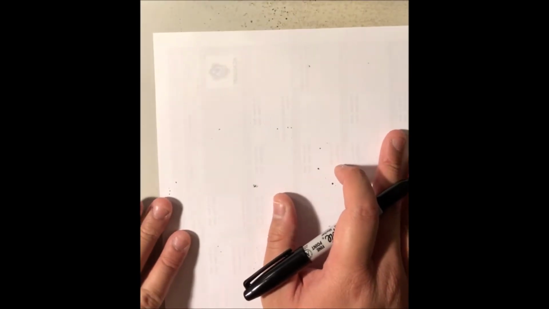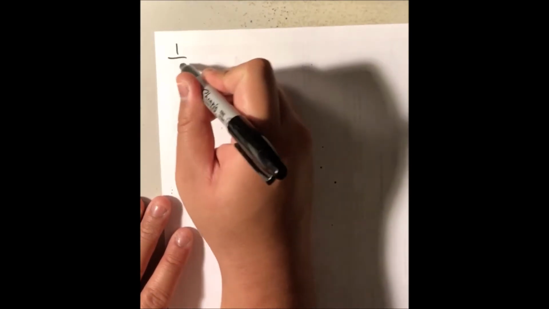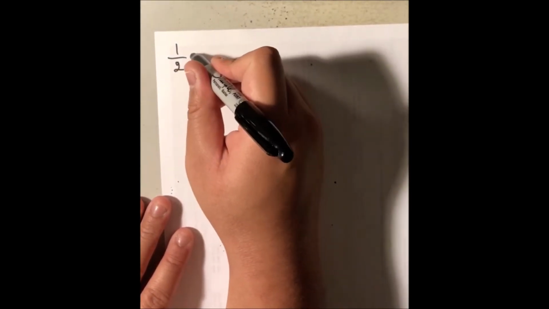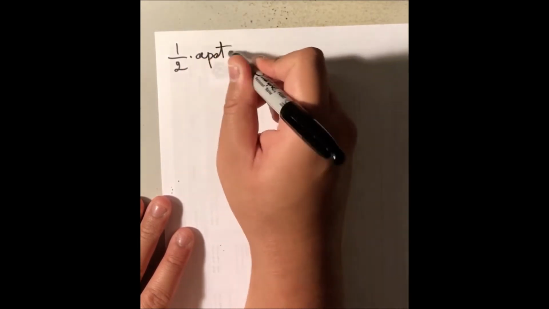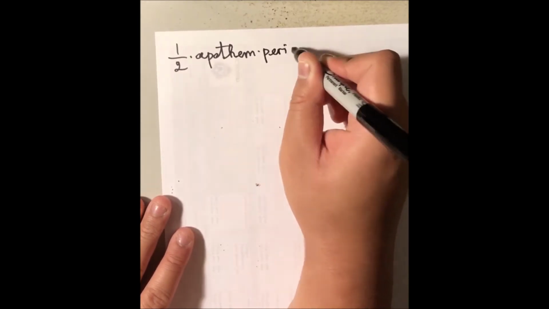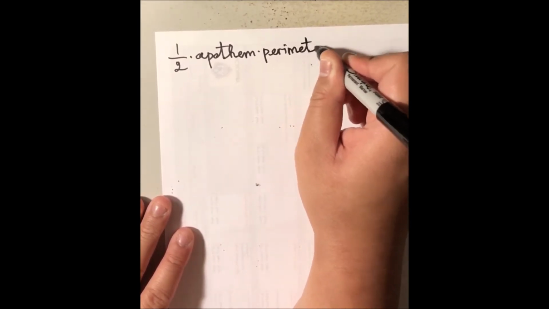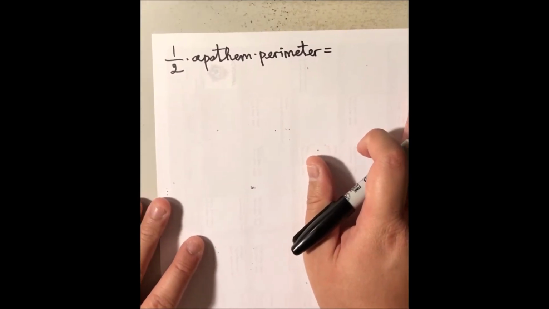So since the areas of both the regular hexagon and the equilateral triangle are the same, we are going to set both equations equal to each other. So we got 1/2 times the apothem multiplied by the perimeter of the regular hexagon, not the triangle, and set it equal to the formula for the area of the equilateral triangle.